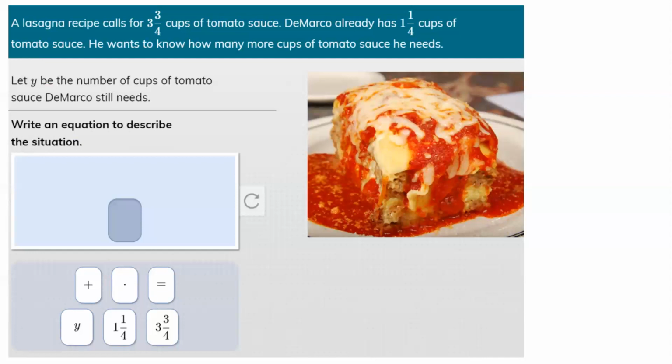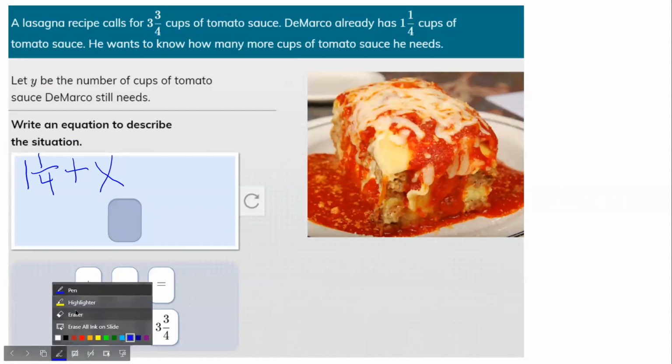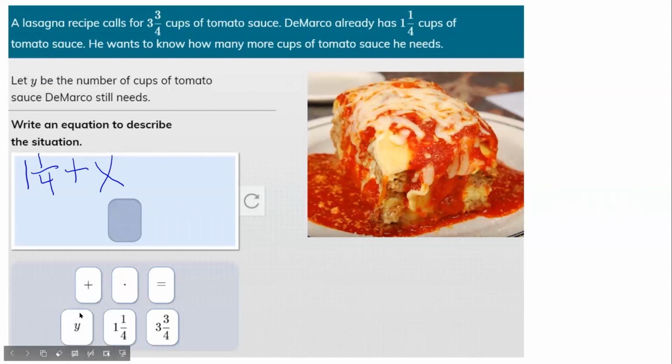Okay, DeMarco already has how much tomato sauce? He has 1 1/4 cups. So that's what he's starting with, right? If we add to that how much more tomato sauce he needs, we don't know how much that is. We'll call it, oh, I put X, but they're using Y. I don't want that to be confusing. It doesn't matter what variable you use, truly, but they said let Y be the number of cups of tomato sauce. Okay, well, that's fine.